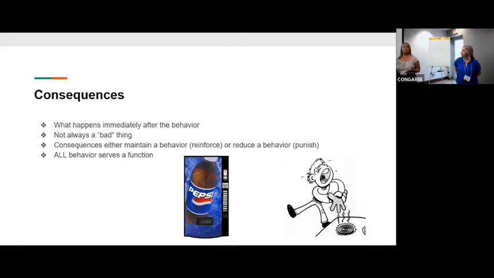And remember that all of that behavior serves a function. So these are just some pictures of some immediate consequences. When I press that button on a pop machine, once I put money in, it's going to come out. I'm going to be more likely to press that button and not hit the side of it, because when I press the button, a Pepsi comes out. When I hit the side of it, nothing happens. So I'm not going to hit the side of it. I'm going to press that button because immediately a Pepsi came out.